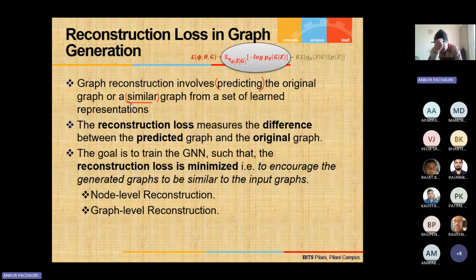So that word "similar" is again a tricky word, which means that the reconstructed graph has to be very much similar to the original graph. Now, how do we find out the similarity? In Euclidean space, those numbers are easy. The modulus of E minus E-hat will give you the difference, and ideally that difference has to be 0.